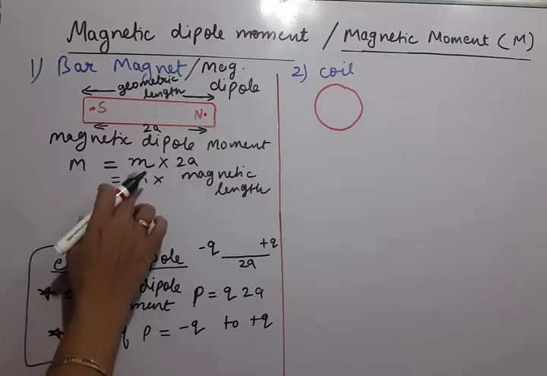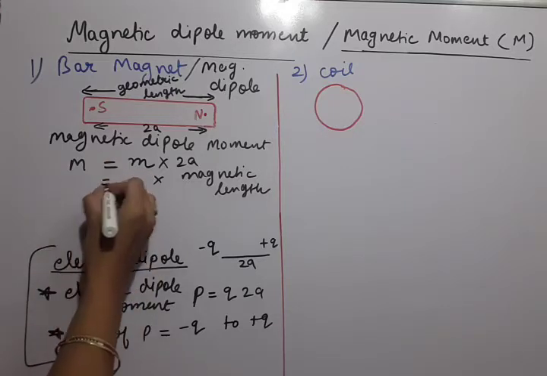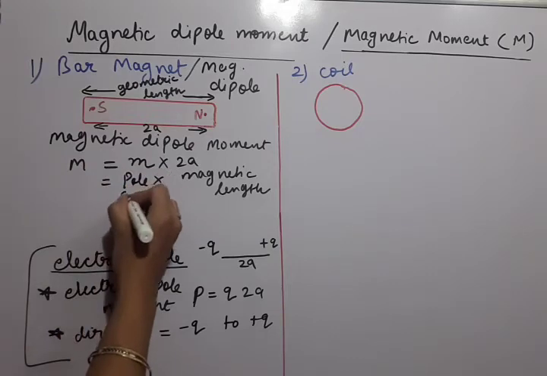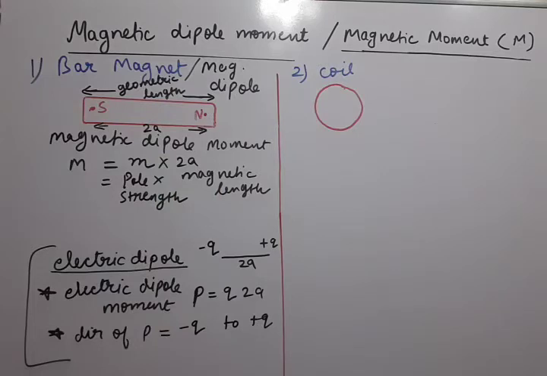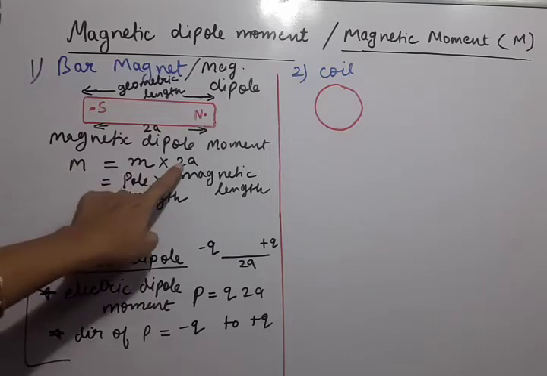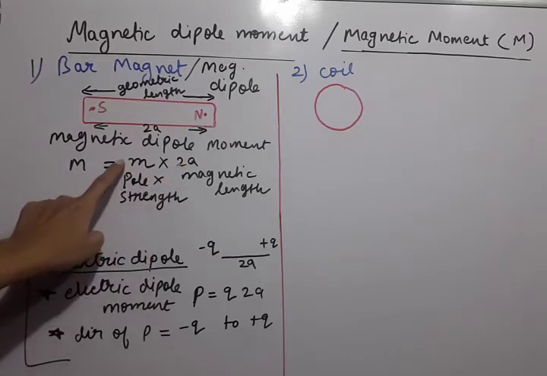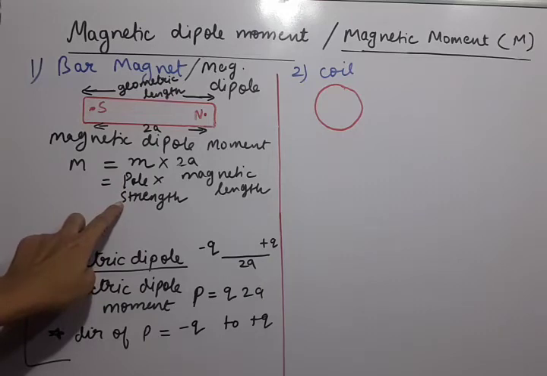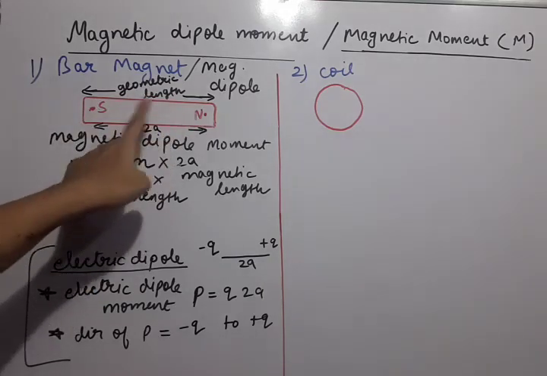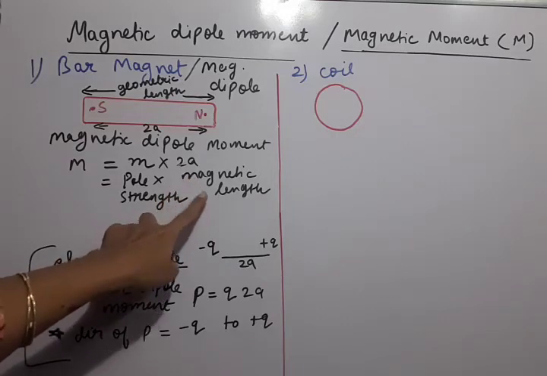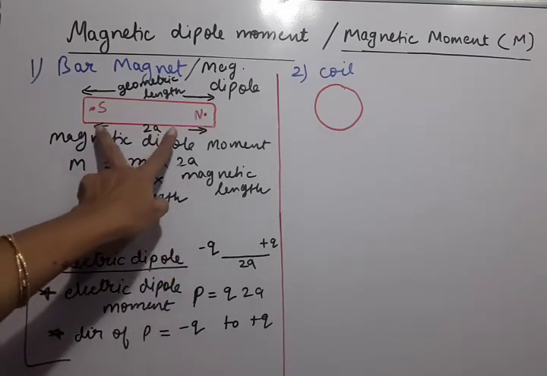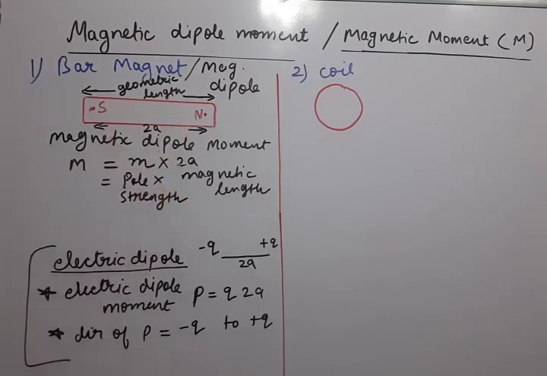Let us name this small m also here. The small m term is called pole strength. So the capital M formula for the magnetic dipole is small m into 2a. Small m denotes the pole strength, which is the same for either pole, and 2a denotes the magnetic length. Magnetic length means the pole to pole distance, this distance.